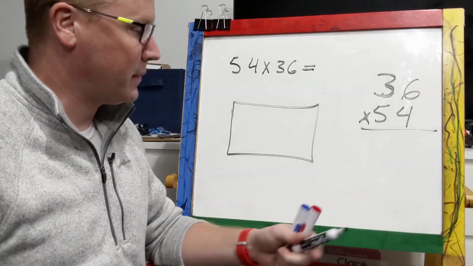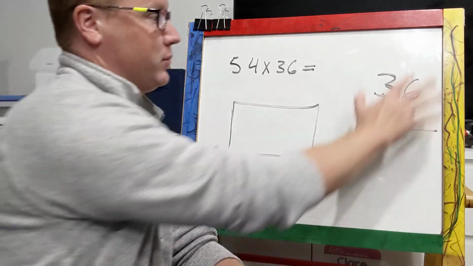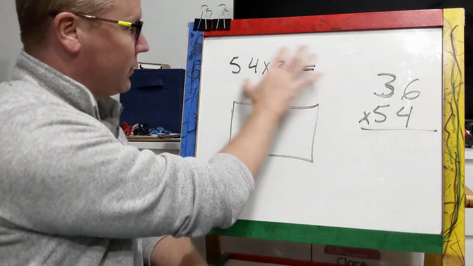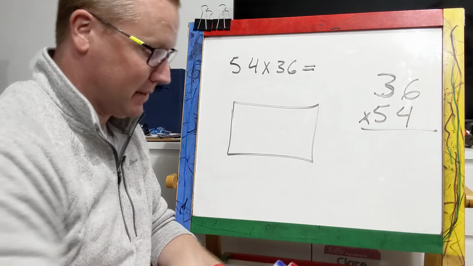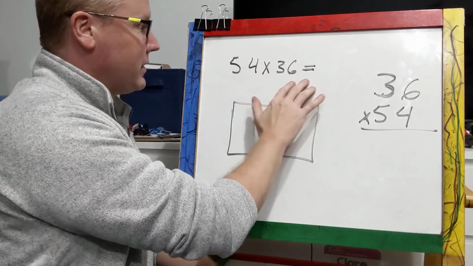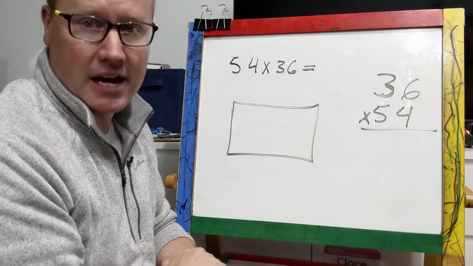Today I just want to show why that standard algorithm works, and how it relates to what we've been doing in our regular math class, which is the area model. So first, I want to solve 54 times 36 using the area model.